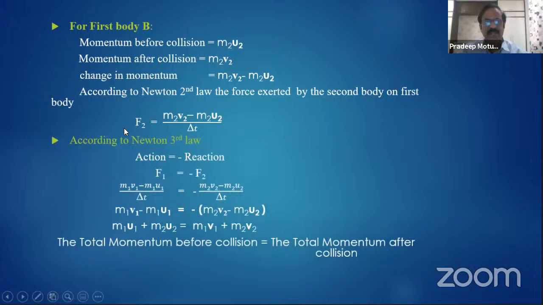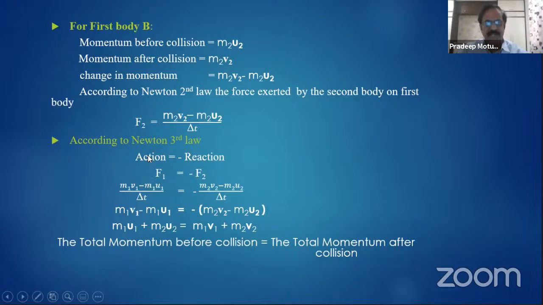So in this way, we got two formulas, F1 and F2. The first is exerted on the second body and the second is exerted on the first body. According to Newton's third law, to every action there is an equal and opposite reaction, so action is equal to minus reaction. The action F1 is the force exerted by the first body on the second, and the reaction is the force exerted by the second body on the first. So F1 is equal to minus F2.